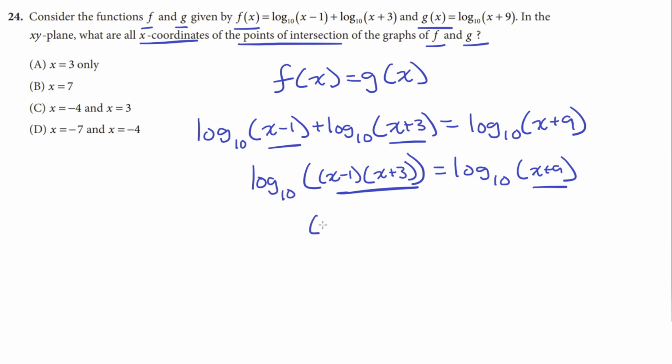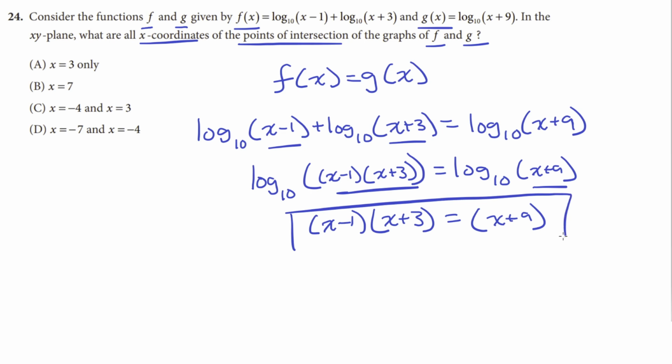So what we really need to solve for is the value of x when (x minus 1) times (x plus 3) equals x plus 9. Because if we can find the value of x that makes this true, then this equation will automatically be true as well, for the same value of x. But this equation is much easier to solve than this one.